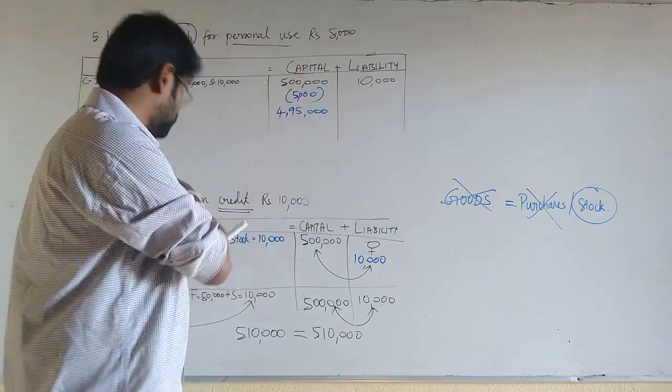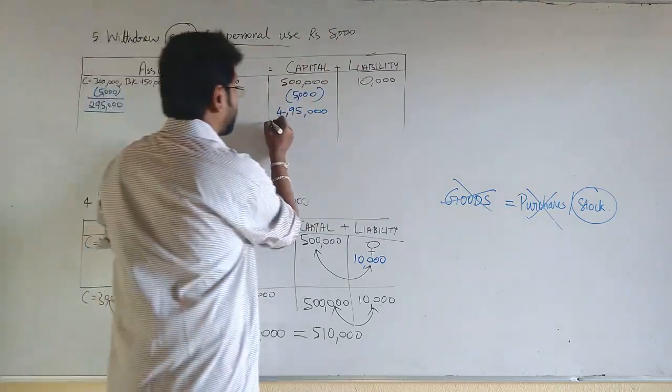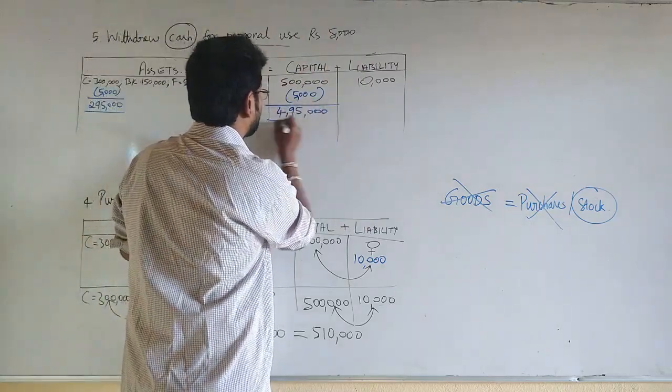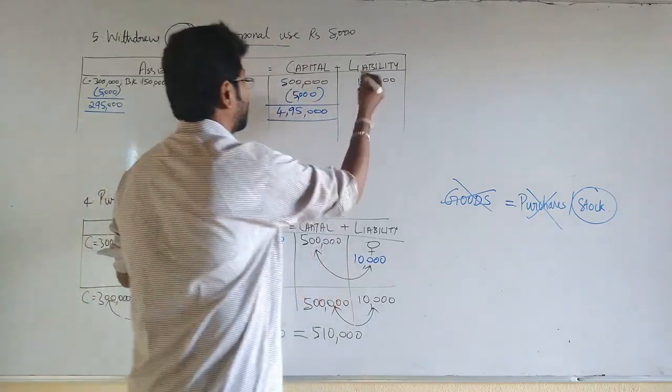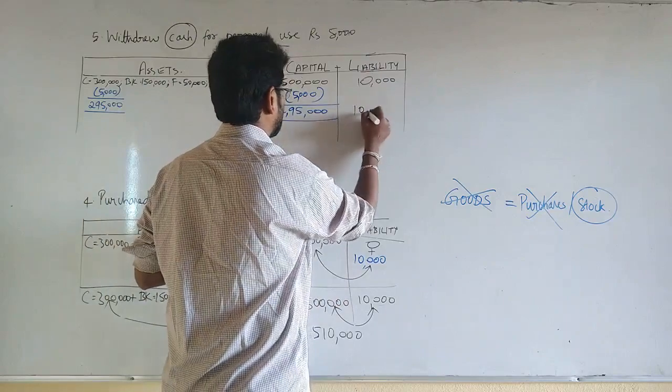So has it reduced here? Yes sir. So how much is the new capital? 4,95,000. Sir, how much is the liability? Sir, the liability has not changed. It is 10,000 only.